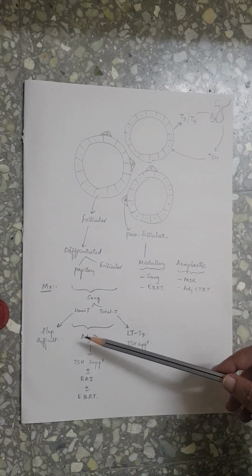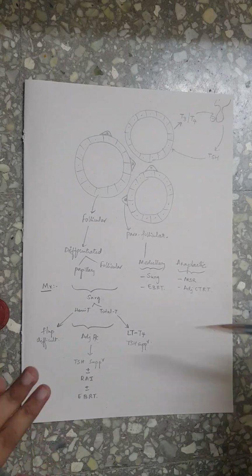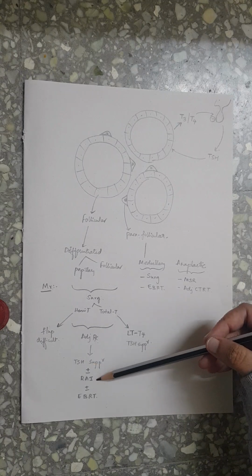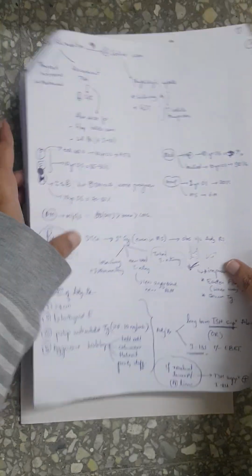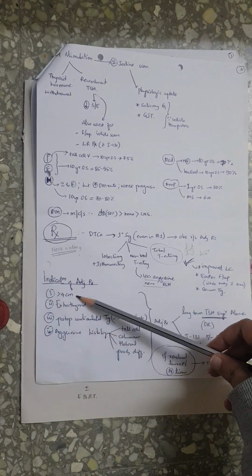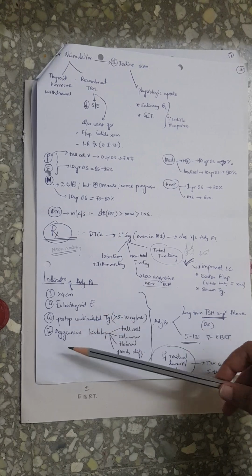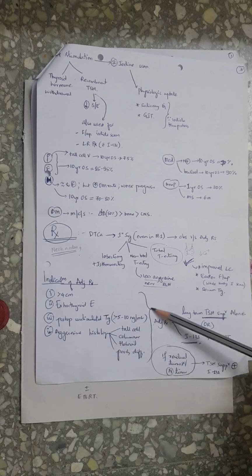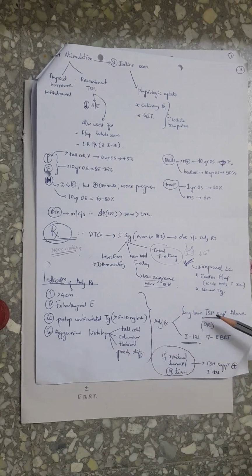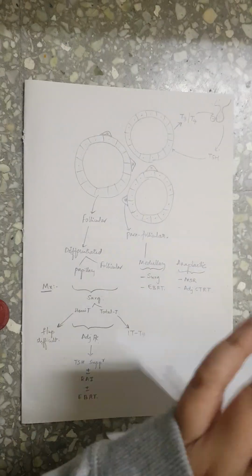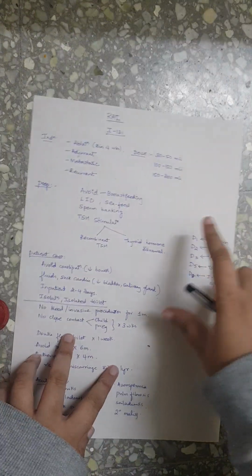Now about adjuvant treatment: with TSH suppression, radioactive iodine can be given, or EBRT, which has its own indications. The most common indications are if the tumor size is more than 4 centimeters, extrathyroidal extension, post-op unstimulated thyroglobulin, and aggressive histologies. In those cases adjuvant treatment is indicated with TSH suppression, iodine 131, plus or minus EBRT. EBRT has its own indication. I'll be mostly talking about RAI, that is radioactive iodine.